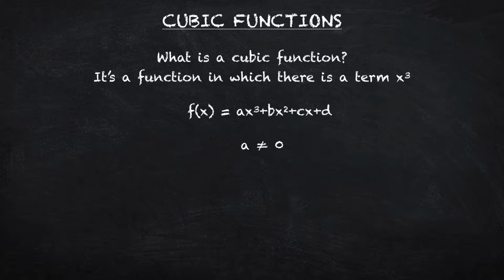The general way we can write a cubic function is f(x) = ax^3 + bx^2 + cx + d, where the coefficient a is different from 0, because if a is equal to 0, then we don't have a cubic function anymore. Maybe we have a quadratic function, if b is different to 0.